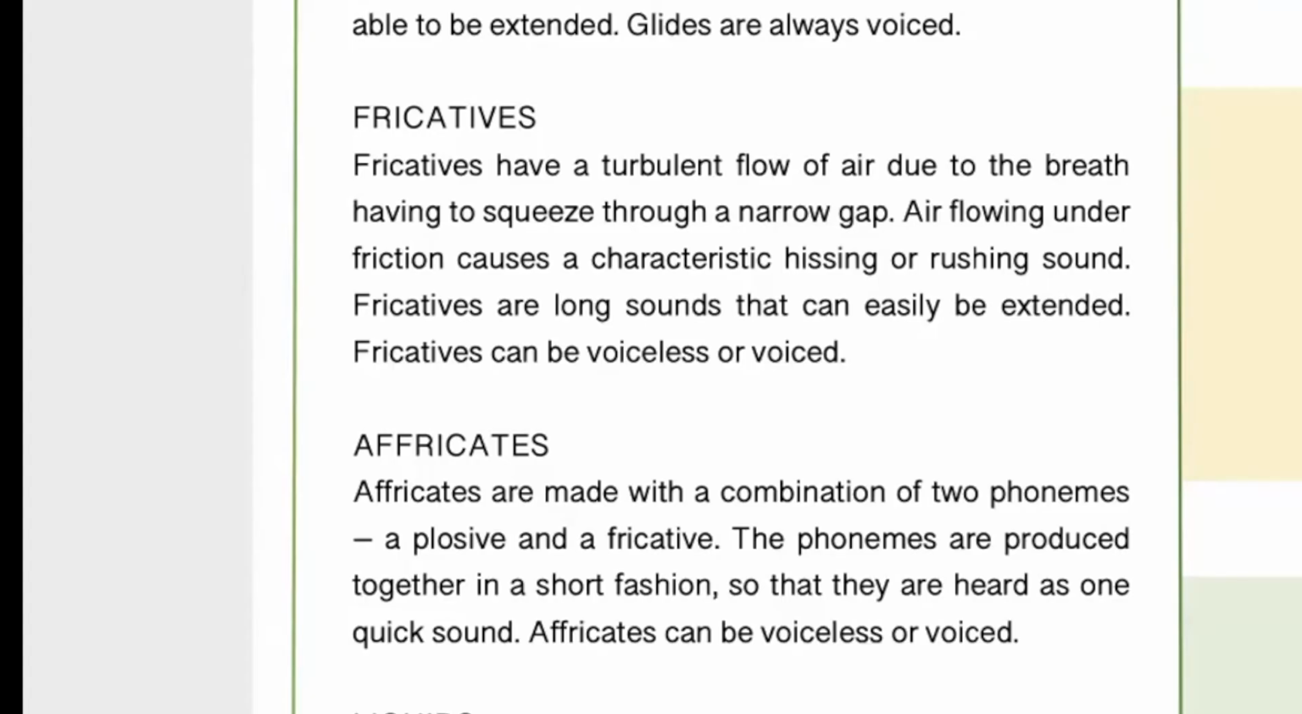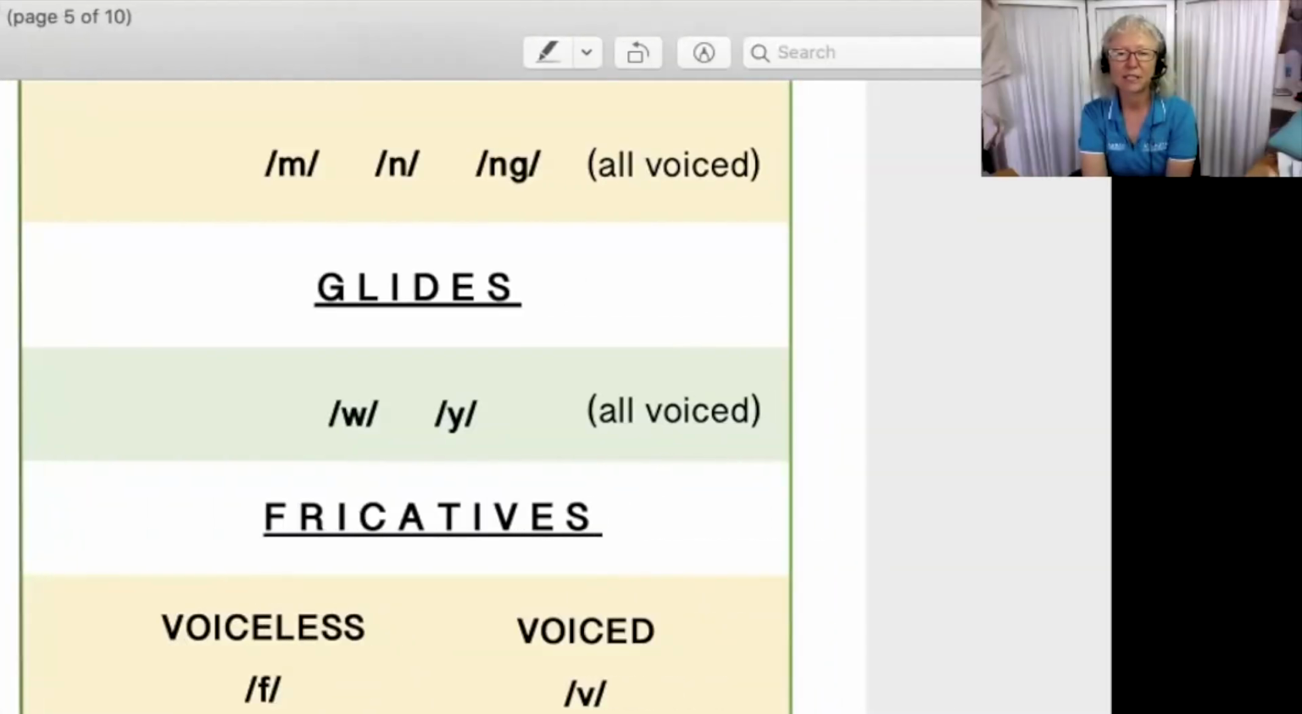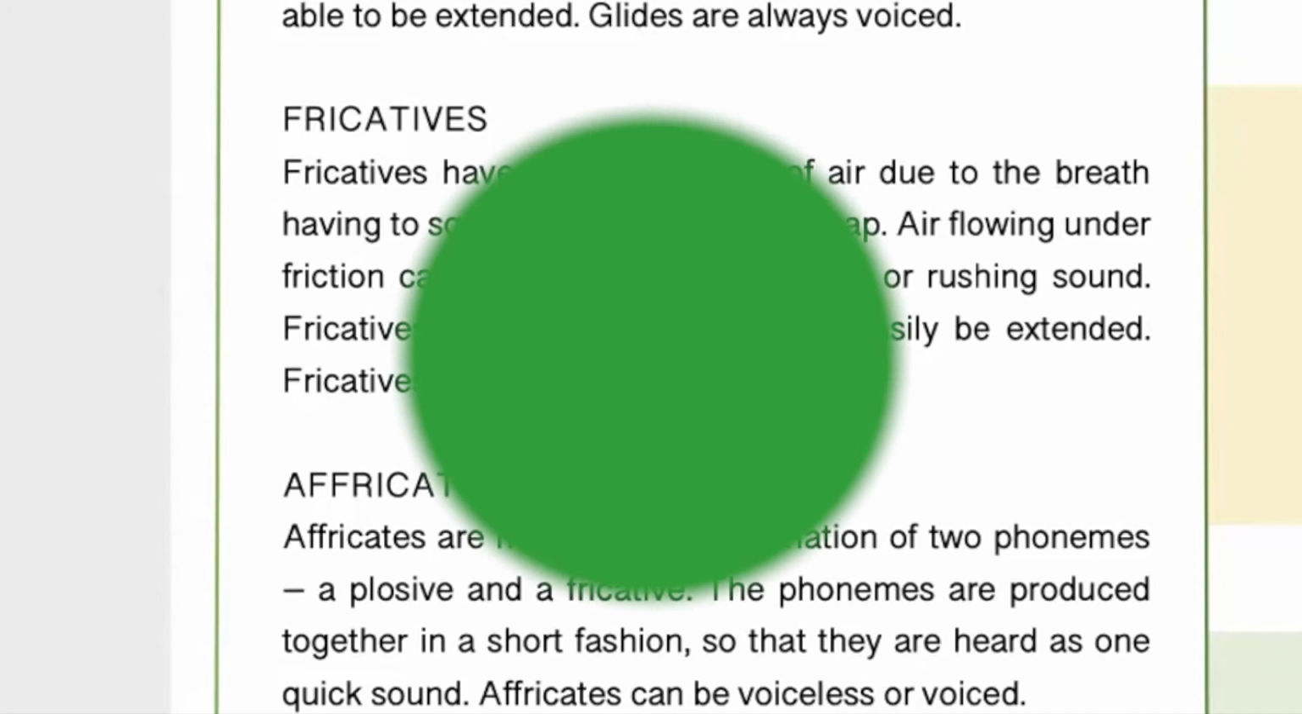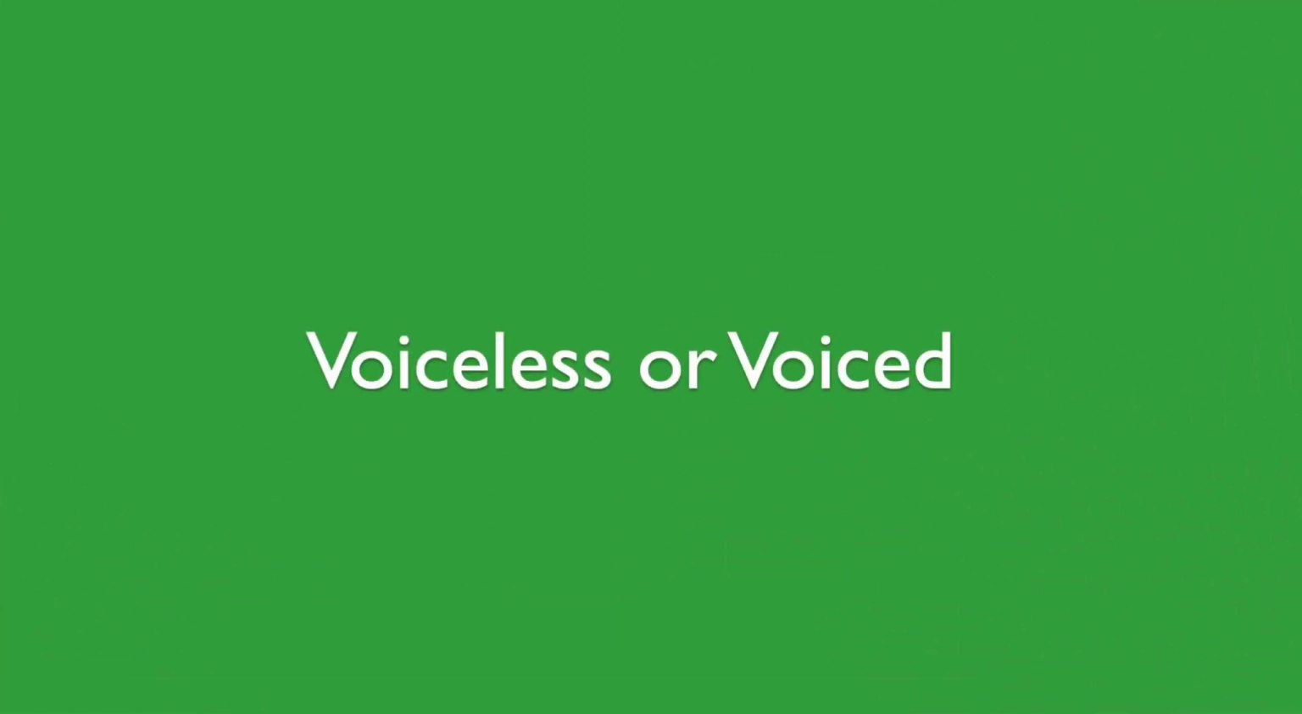Turbulent flow of air due to the breath having to squeeze through a narrow gap. Air flowing under friction causes a characteristic hissing or rushing sound. So fricatives might be referred to as flowing air sounds that hiss or rush. Fricatives are long sounds that can be easily extended, and they can be voiceless or voiced. So that means they occur in pairs.